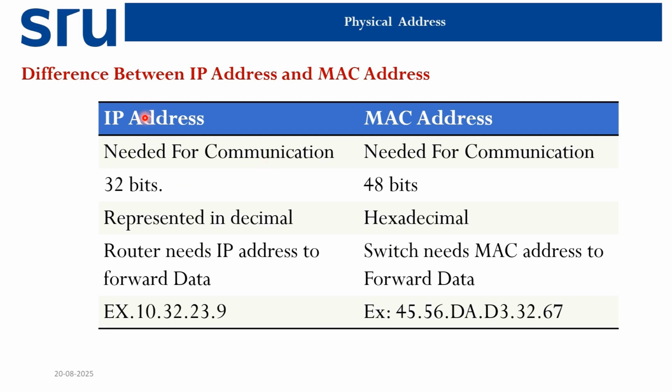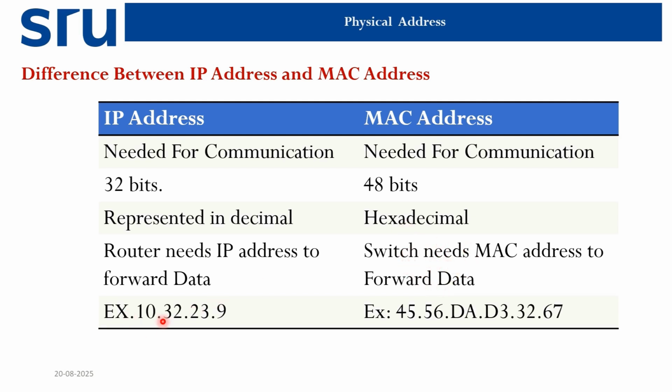Okay, and the IP addresses are represented in decimal. IPv4 is represented either in dotted decimal, and dotted binary also we can represent, and IPv6 is represented in hexadecimal. The MAC address is hexadecimal only. Here, the router needs the IP address to forward the data, whereas the switch needs the MAC address to transmit the data.